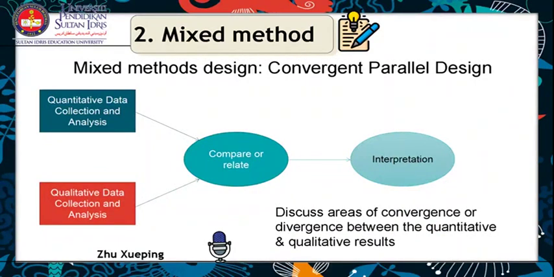The first one is convergence parallel design. In this way, quantitative research and qualitative research are used to analyze the same problems in parallel, and the results of the tools are compared to provide credibility of the research result.